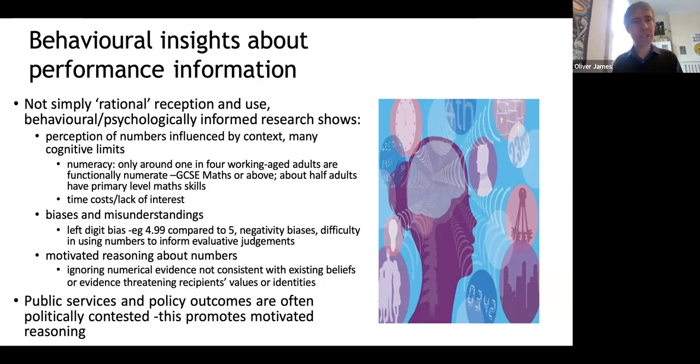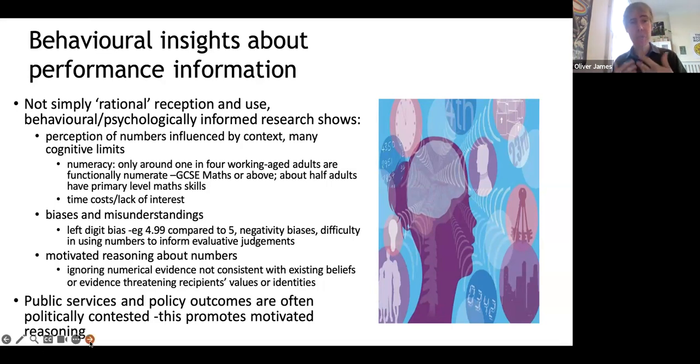There's also a lot of biases and misunderstandings. If you think about the way that retailers will price at £4.99 rather than £5, that's obviously because of the left digit bias, that people process information in more limited ways. And actually, public managers and politicians are much less immune from some of these biases than you might think. The research shows that often people find it difficult to use numbers to inform evaluative judgments.